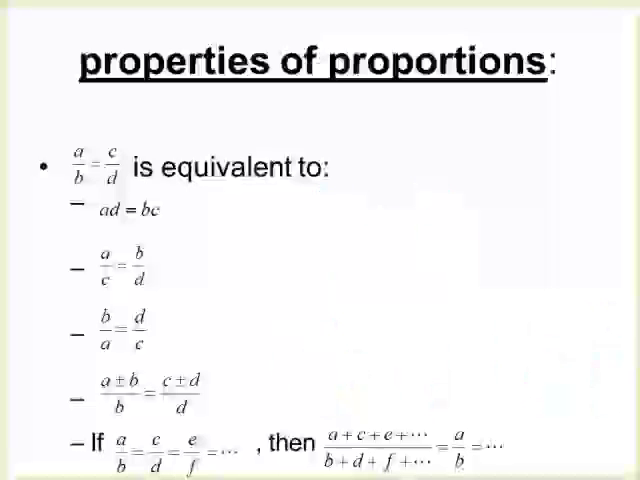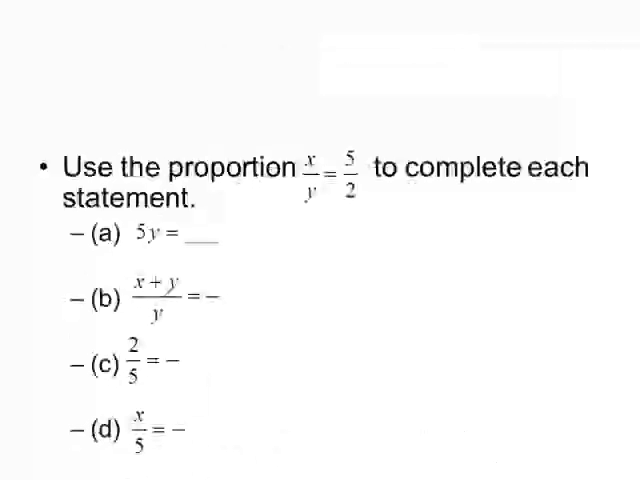The final one says that if we have several ratios all set equal to each other, so not just two ratios set equal, but several, A over B equals C over D equals E over F, and so on and so on and so on, as many as we want. If we take all the tops and put them over all the bottoms, it'll equal any part of that original proportion. So we could say it equals A over B, we could say it equals C over D, it equals E over F, because those were all equal to each other in the first place. So we're going to apply these properties today.